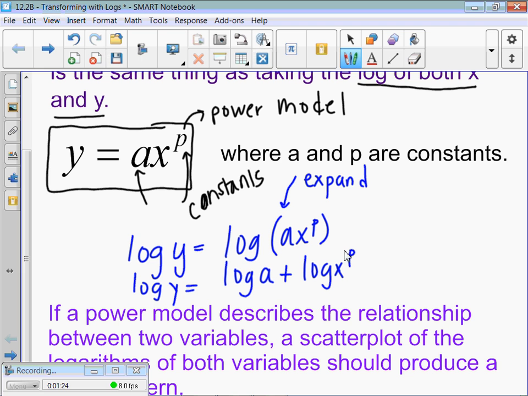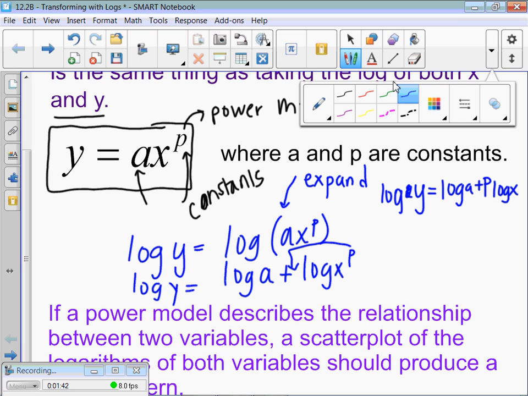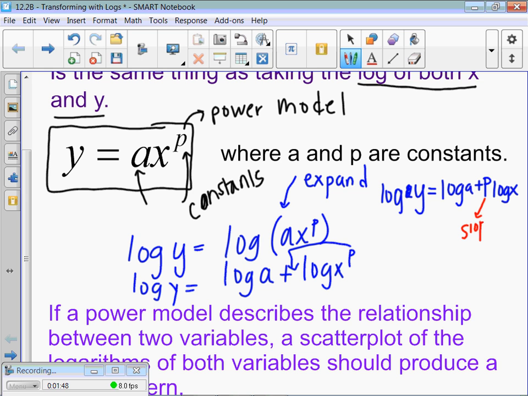And then any power that you have can go in front of the log. So I get log y equals log A plus p log x. And what we end up with is a linear function. And p represents the slope, since we logged both sides. And we got a variable here. This log A, because A is a constant, this turns into a constant, which is our y-intercept.